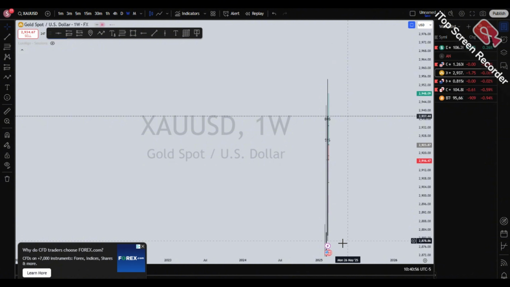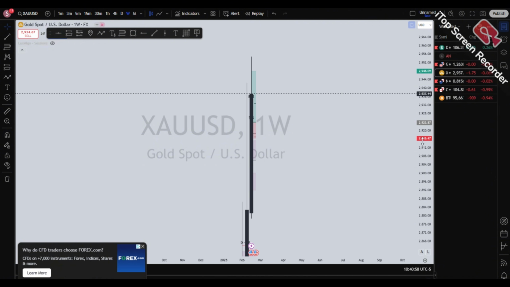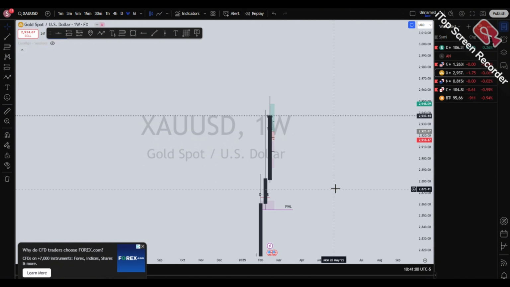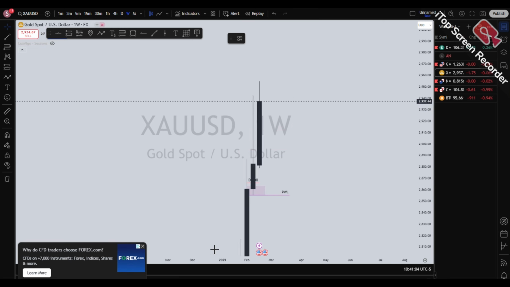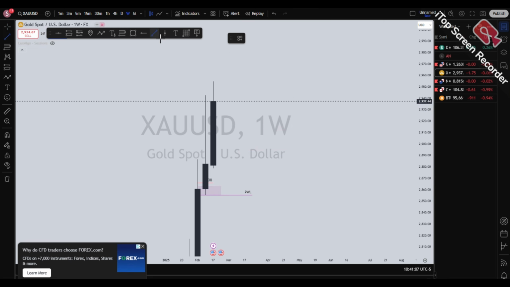So on the weekly time frame, let's break down price like we always do. Please excuse me for doing all this. It's getting longer than I expected. So this is going to be the previous weekly range, which I'm going to map out. This is the weekly low and the previous weekly high.